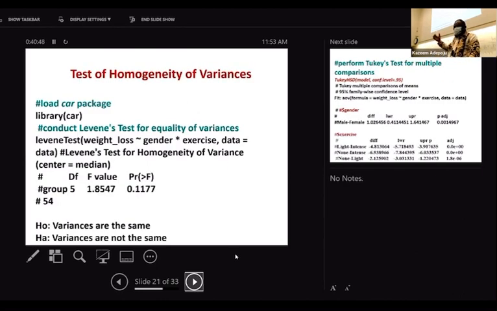Then we also run a test of homogeneity of variance using Levene's test. Take a look at that. Using Levene's test, the p-value is 0.1177, which indicates we're going to fail to reject the null hypothesis, and that actually suggests the variances are the same.